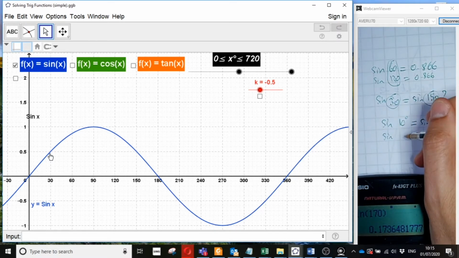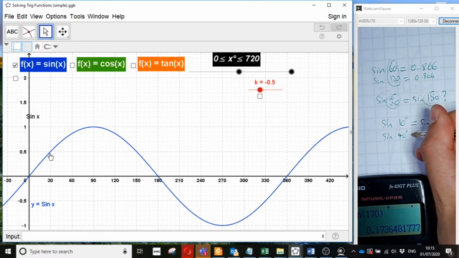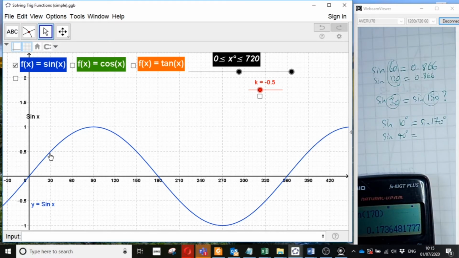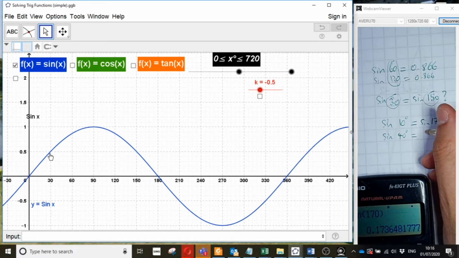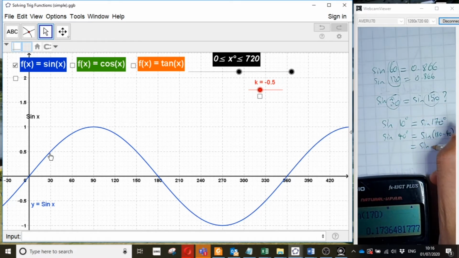So, what would the sine of, what should we go with, 40 degrees, what will be the same as that? Pause the video, have a think about it. Hopefully you've already worked it out. It's 180 minus 40, isn't it? Let's write that down as working. 180 minus 40, so that's 140 degrees.